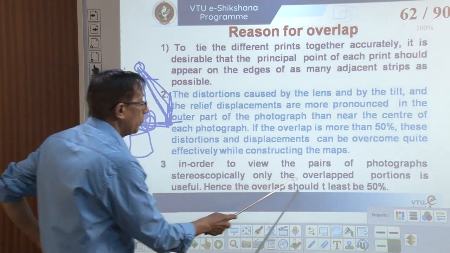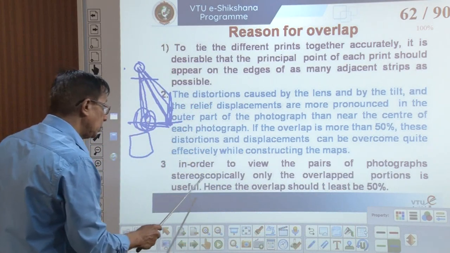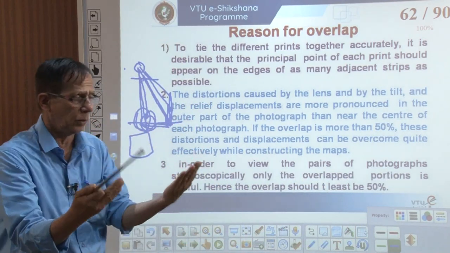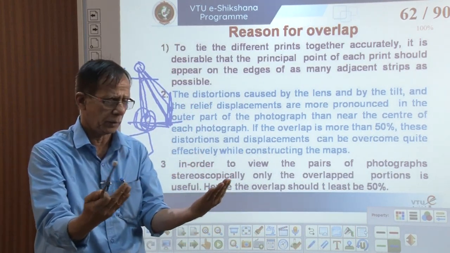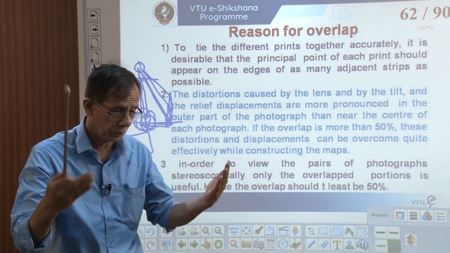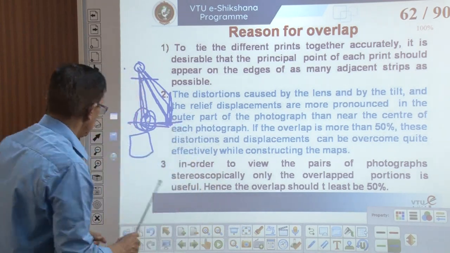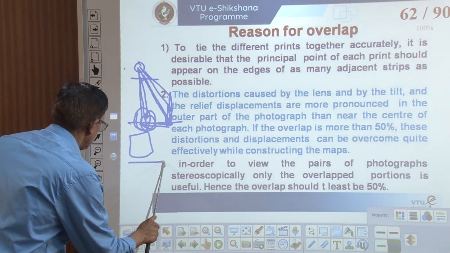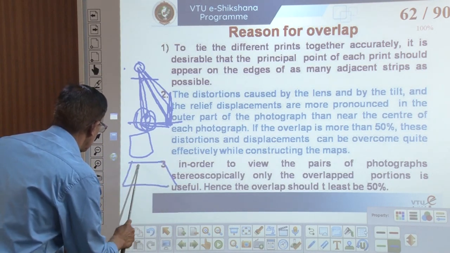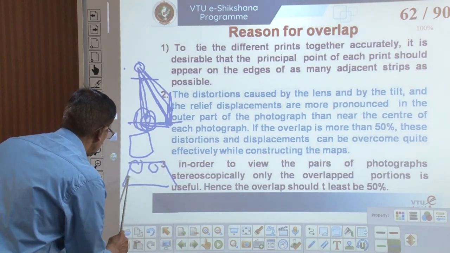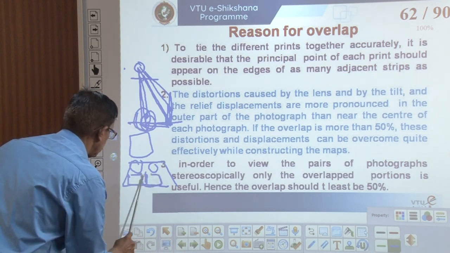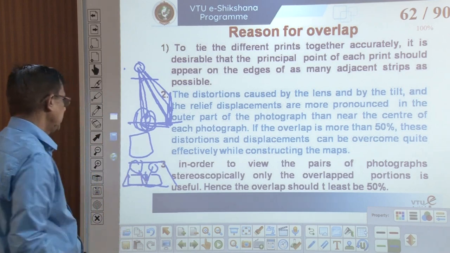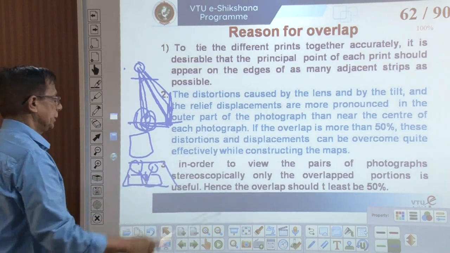In order to view the pairs of photographs stereoscopically, simultaneously, I observe two of the same photograph with overlap from two different eyes. A stereoscope is a kind of instrument like this. I have an observation here. This is a photograph with an overlapping photograph. I can view them simultaneously, and then I get a three-dimensional view.